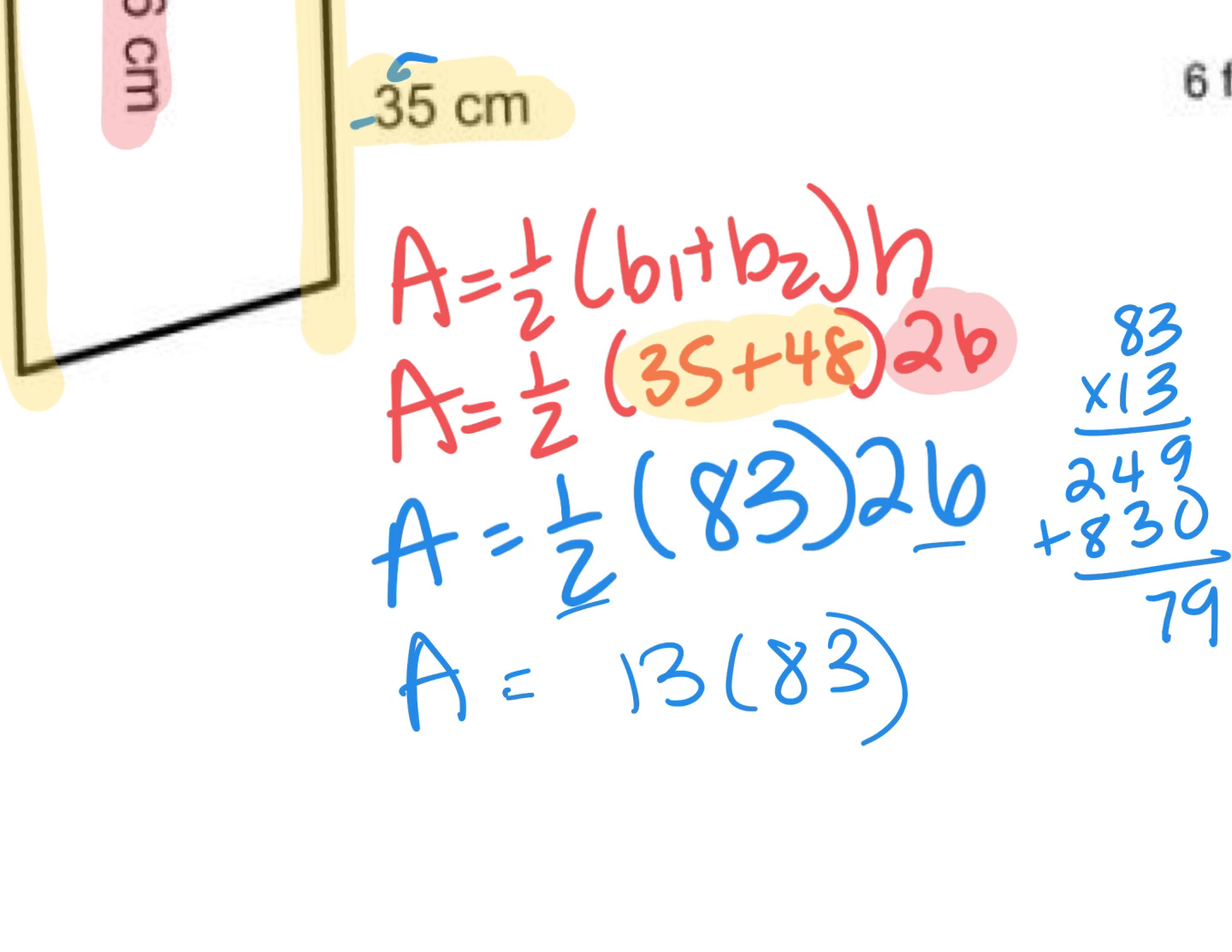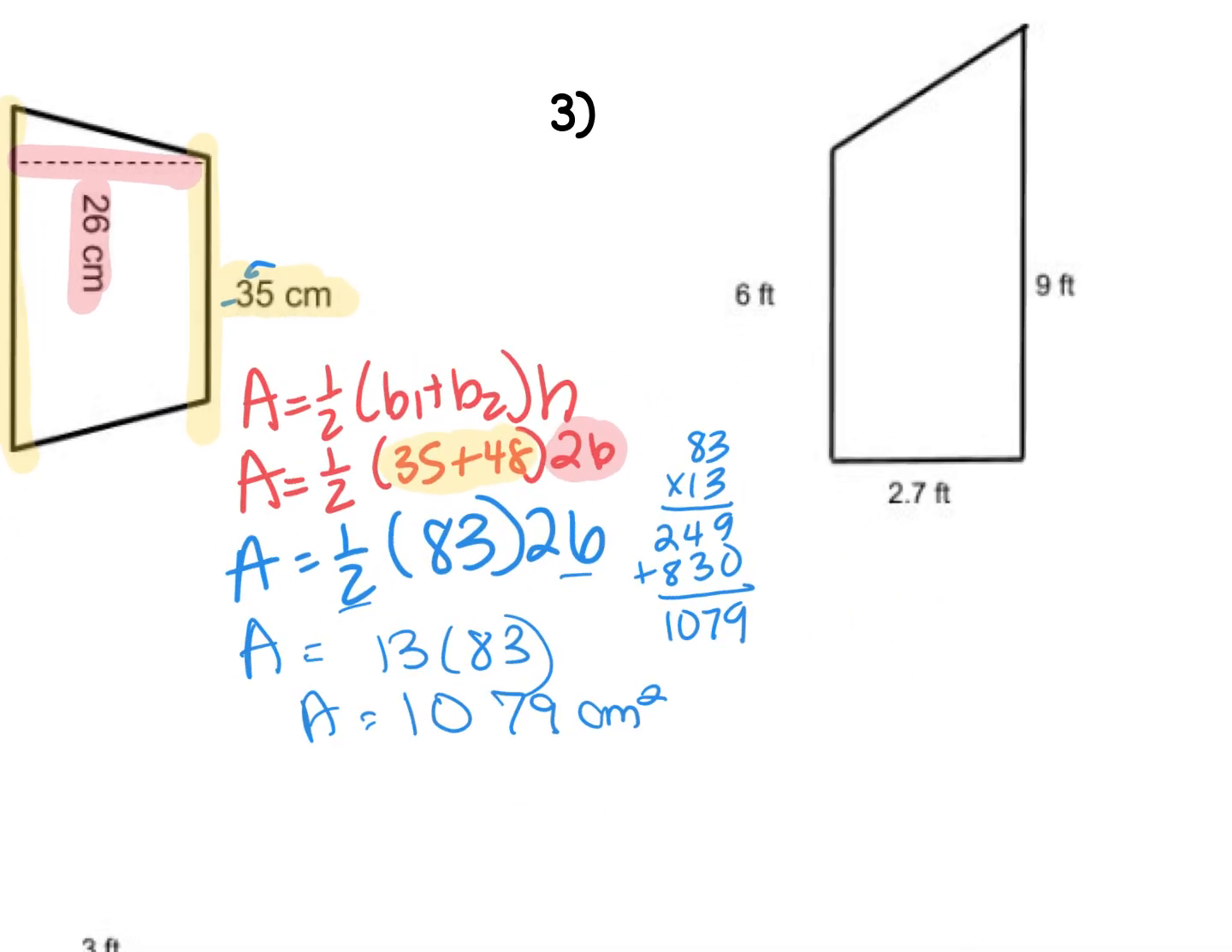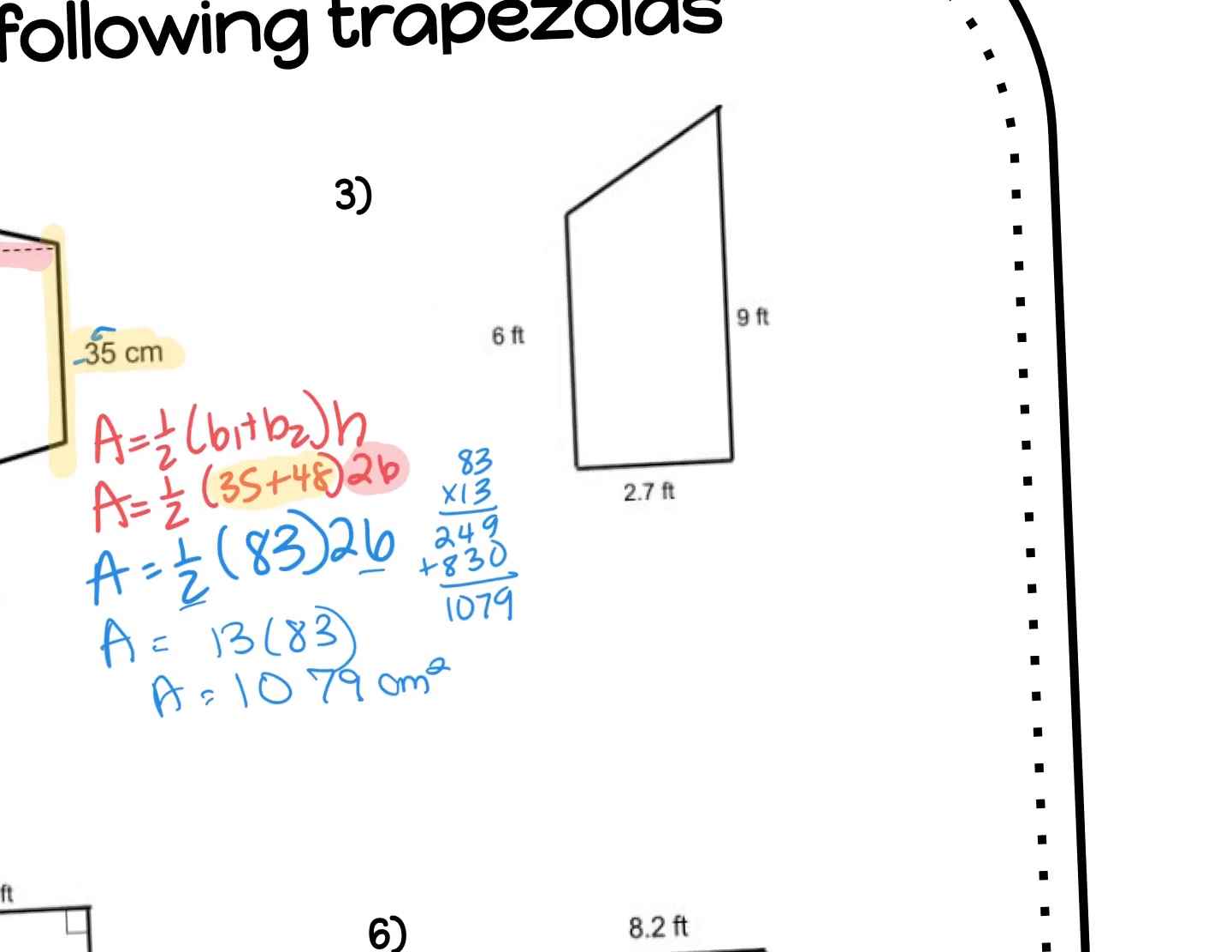4, 5, 6, 7, 8, 9, 10. Let me look at my work. 3 times 3 is 9. That's 24. Placeholder 3, 8. Okay, so my area is 1,079 centimeters squared. Okay, so let's look at this one over here.